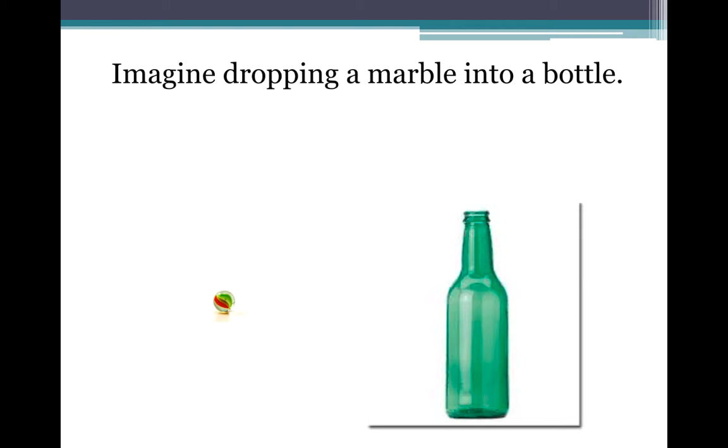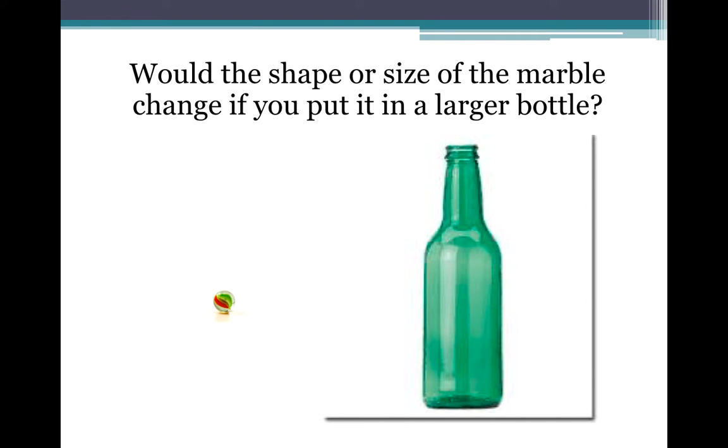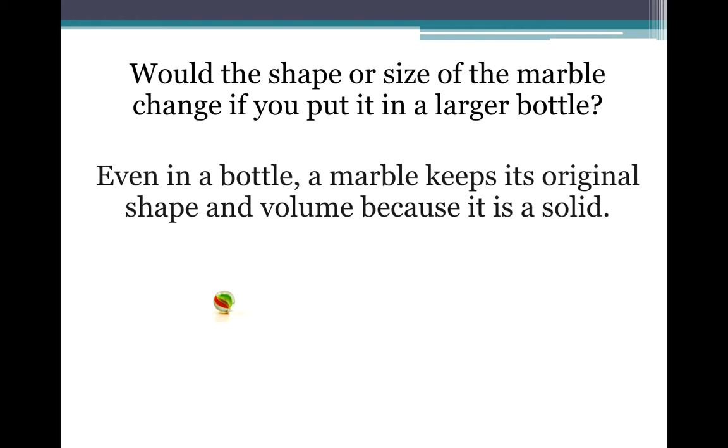Now that we have a general idea about what the Kinetic Molecular Theory is, let's see how it relates to the states of matter. Imagine we have a marble, and we drop this marble in a bottle. What would happen, if anything, to the shape and size of the marble? What if we change the bottle to make it larger? Would that affect the size or shape of the marble when we dropped it in the bottle? No, nothing happens, does it? The marble will keep the same size and shape, even in the bottle, because it is a solid.